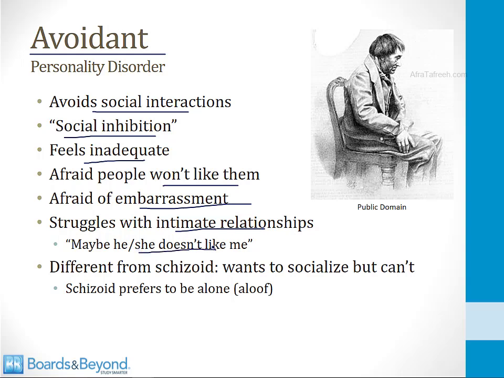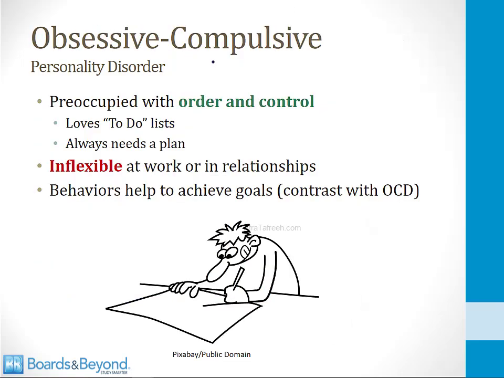so it's hard for them to get close to others. And importantly, you should contrast this disorder with schizoid, which we talked about earlier. Those patients like to be alone. They just prefer to be alone. They are aloof. Patients who have avoidant personality disorder want to socialize, but they cannot. And this is important for you to recognize in board questions. If they describe someone who is afraid to go out in public, that is probably someone with avoidant disorder. If they describe someone who just likes to be alone and doesn't have many close friends, that person likely has schizoid disorder.